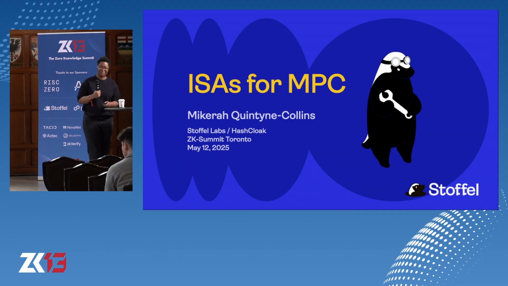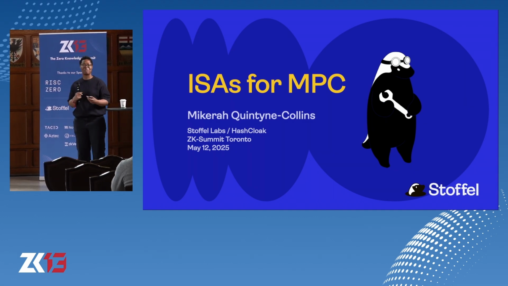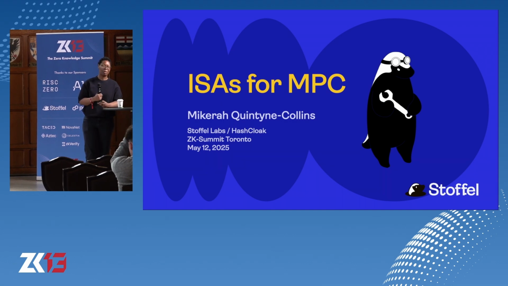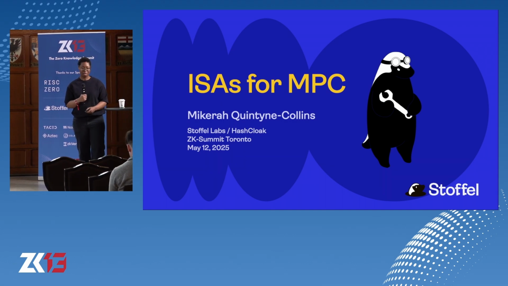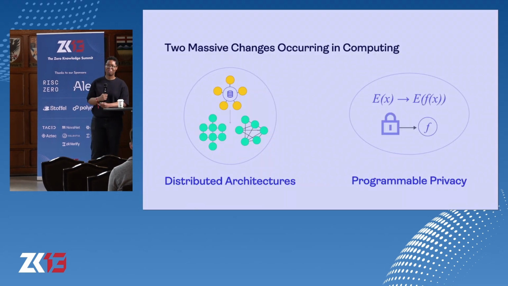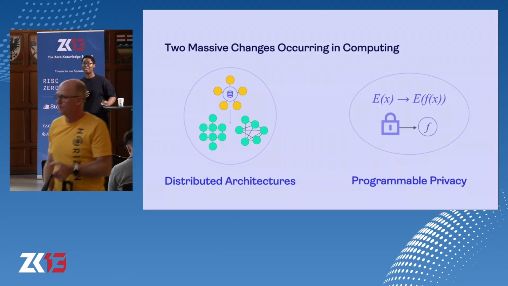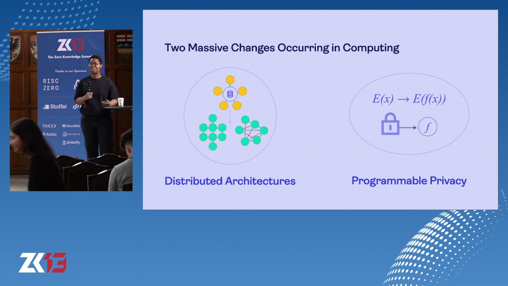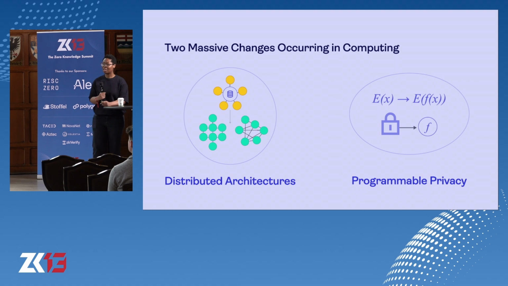So today I'll cover what you need to think about when you want to build ISAs and VMs for MPC. I'll set some background first. There are two major things going on in computing in general. In distributed systems, we've settled on different kinds of architectures and approaches, while this new thing called programmable privacy is coming to the forefront.